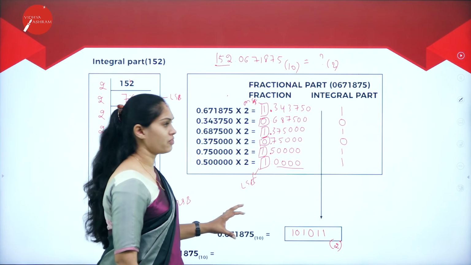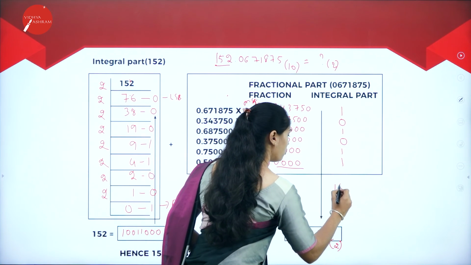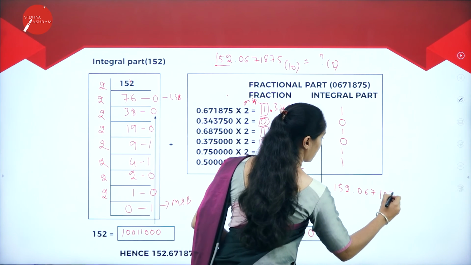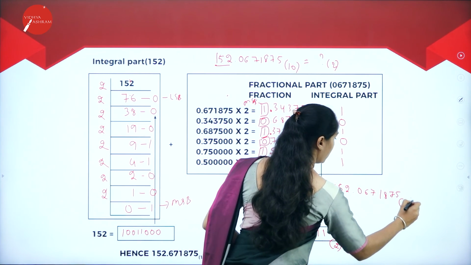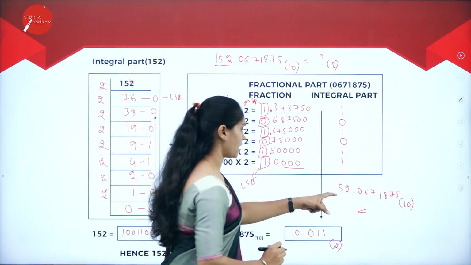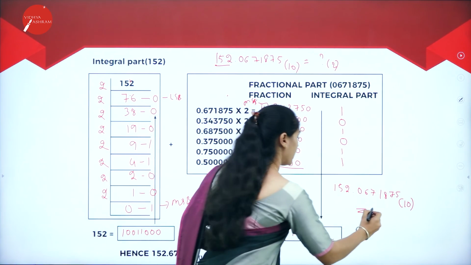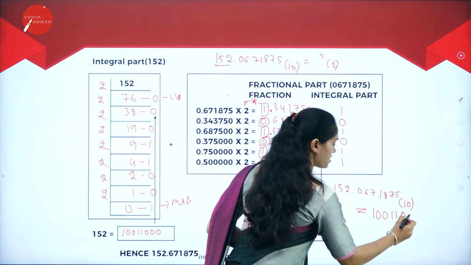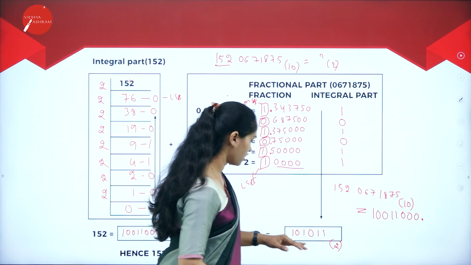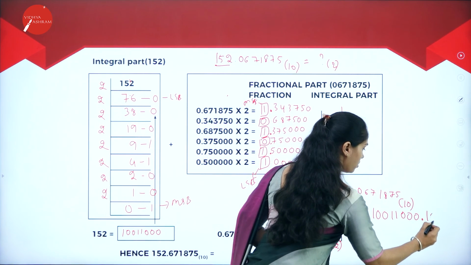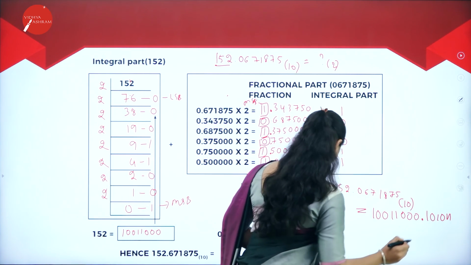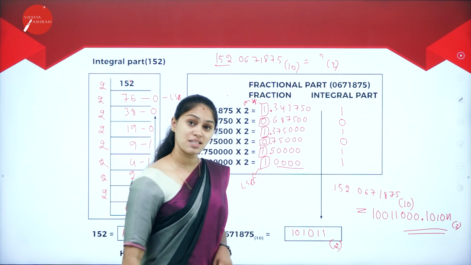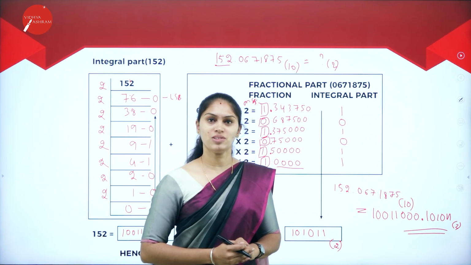Together, what we can write is: 152.671875, which is of the base 10, is equal to, the equivalent value of 152 being 10011000, and for the fraction 101011, which is of the base 2. This is how the conversion of a decimal fraction to binary happens.